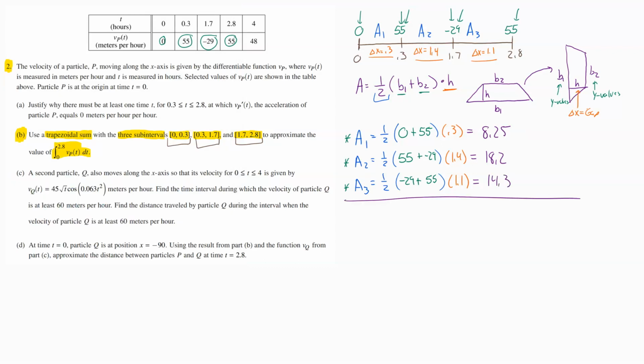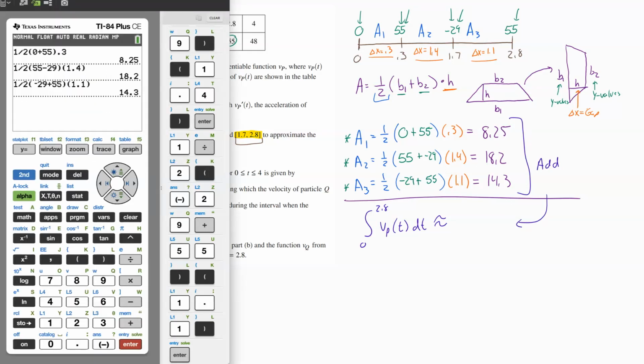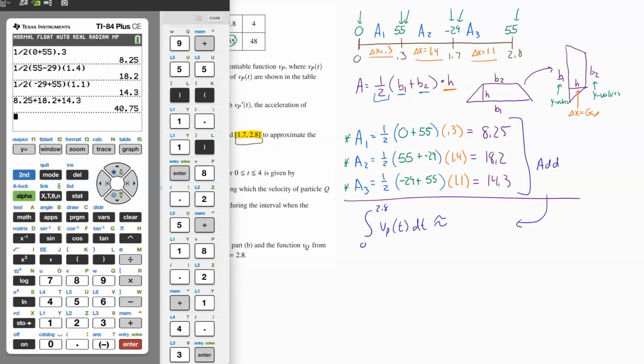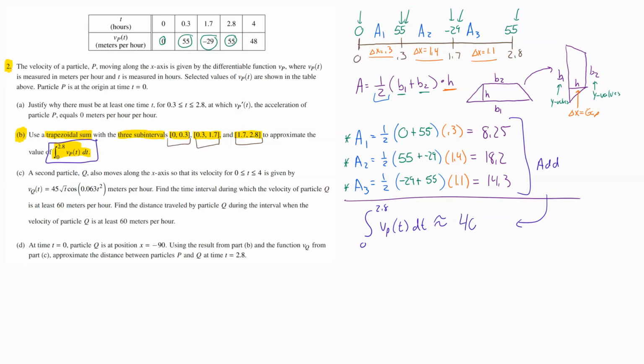So then at the end, to get my total approximation, the way I would put my answer is I would say the integral from 0 to 2.8 of v sub p of t dt is approximately, and then you just add up all these values, and that's going to give you what your final answer would be. So I would do 8.25 plus 18.2 plus 14.3, and then out of there I end up with 40.75. And so that would be our approximation for that integral using trapezoidal sums.